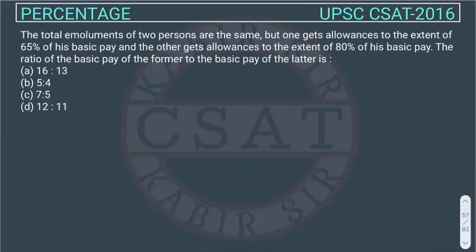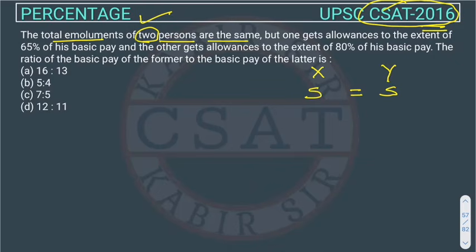Right. Thank you. This is a question of percentage asked in UPSC CSAT 2016. The question is: the total emolument of 2 persons is the same. So there are 2 persons, X and Y, and their salary or emolument is the same, but one gets allowances to the extent of 65% of his basic pay. And the salary includes basic pay plus allowances.